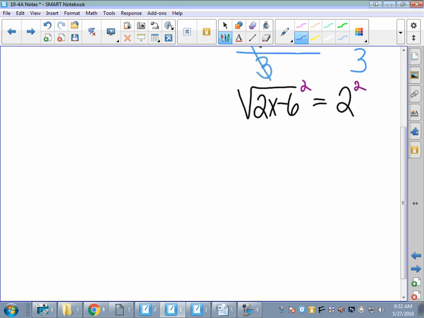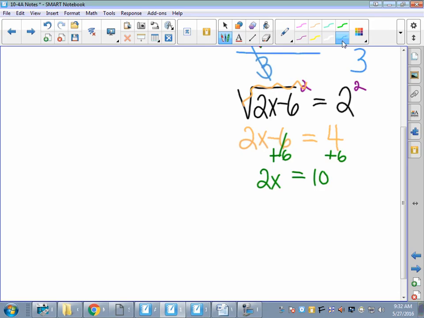So squaring and square rooting undo each other, so I'm just left with that radicand, 2x minus 6. Over on the right-hand side, 2 squared is 4. And now I'm looking at another old-fashioned equation to solve for. I want to get the x by itself, so I'm going to start by adding 6. So I've got 2x equals 10.